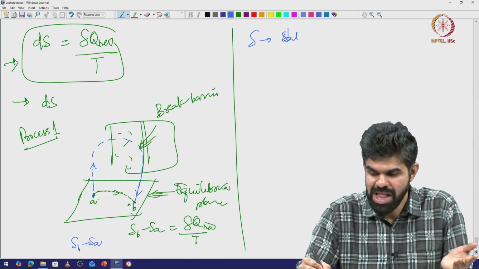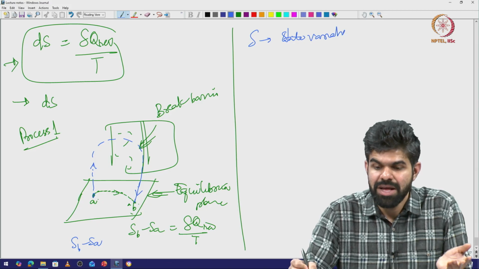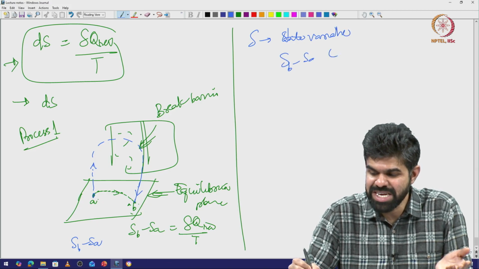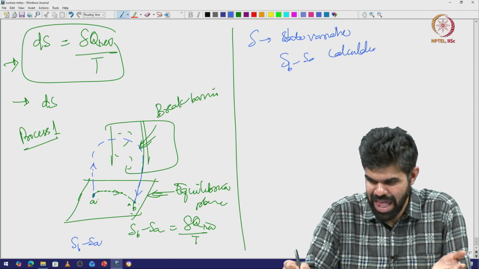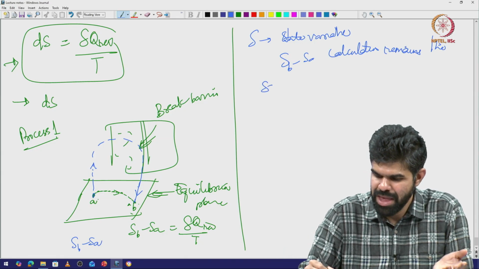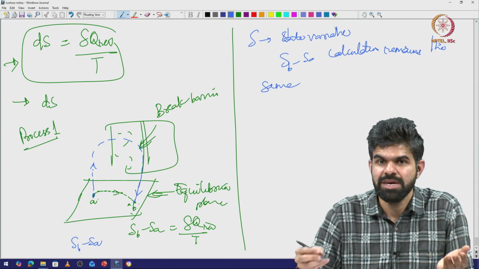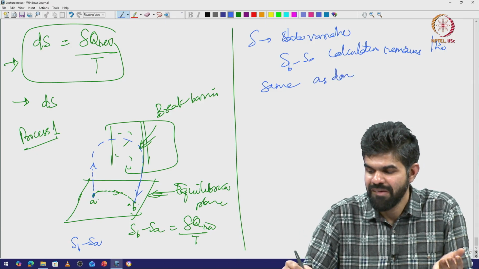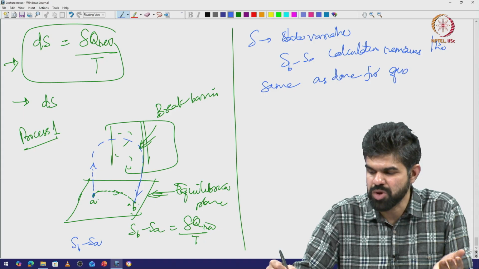Since I calculated this for a quasi static process and since entropy is what is called a state variable, the SB minus SA calculation remains the same as done for a quasi static process.